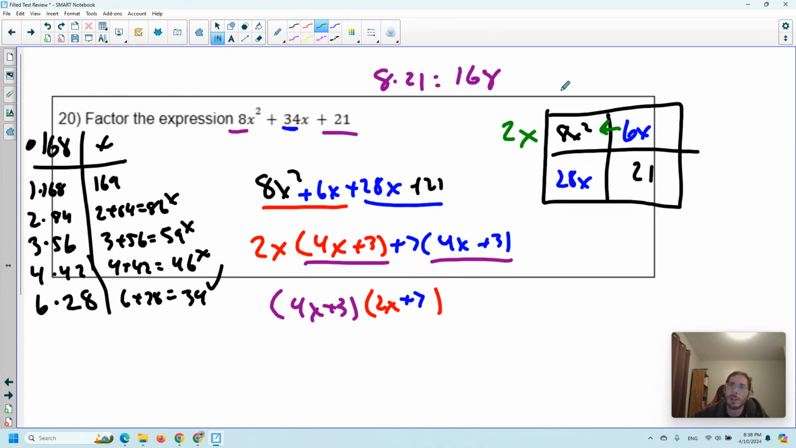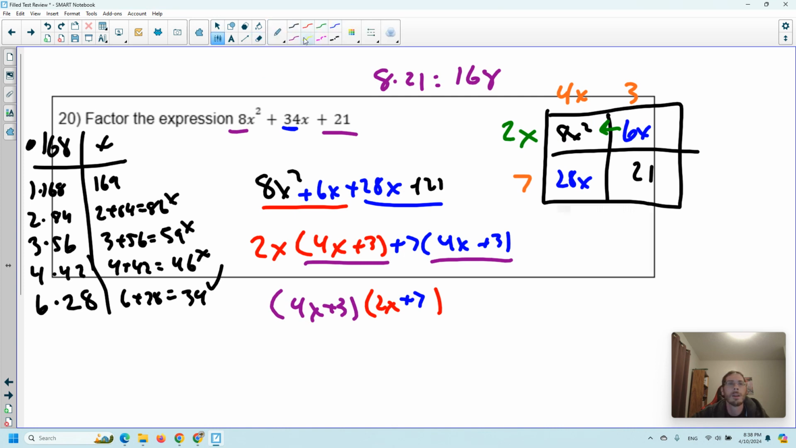8x squared divided by 2x, oops, wrong color, is going to be 4x. 6x divided by 2x is 3. 28x divided by 4x is 7. And 21 divided by, ooh, almost messed up. Good thing we double checked. 21 divided by 3 is 7. Yeah, 6x divided by 2x, yeah, the x would cancel out.